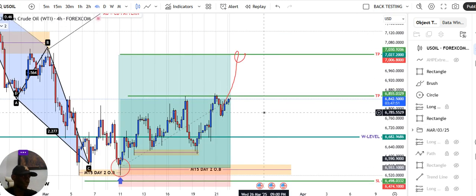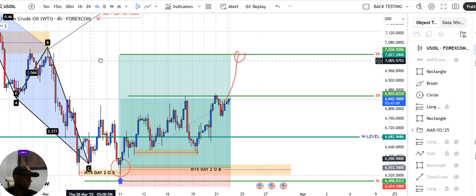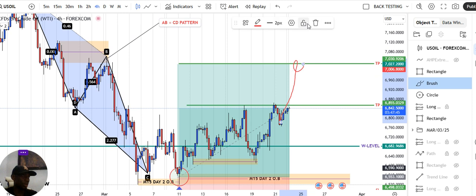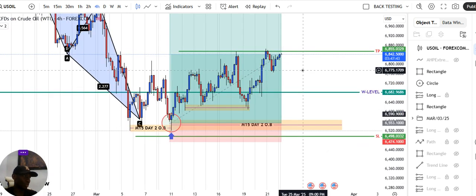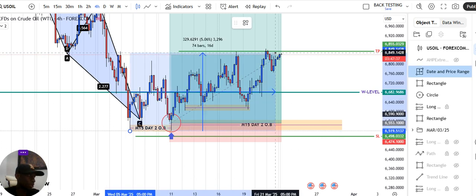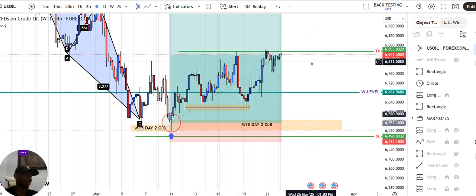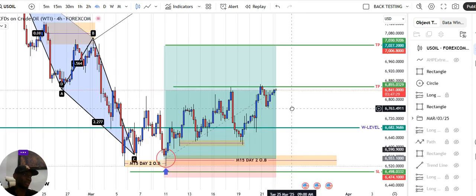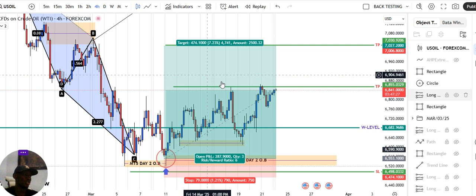Now let's move further. Okay, now this is US oil. For US oil, it has been more than 2 weeks from this point to this point. How many bars is this? This is 16 bars, that is like 2 weeks and a few days, and we've been on this level. That means that the push to the upside is going to be very, very massive.